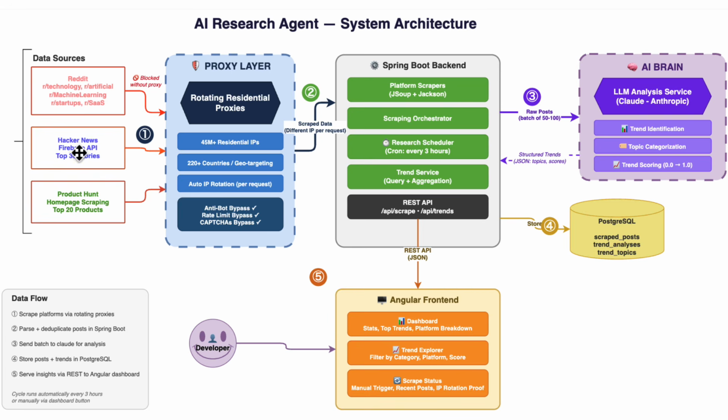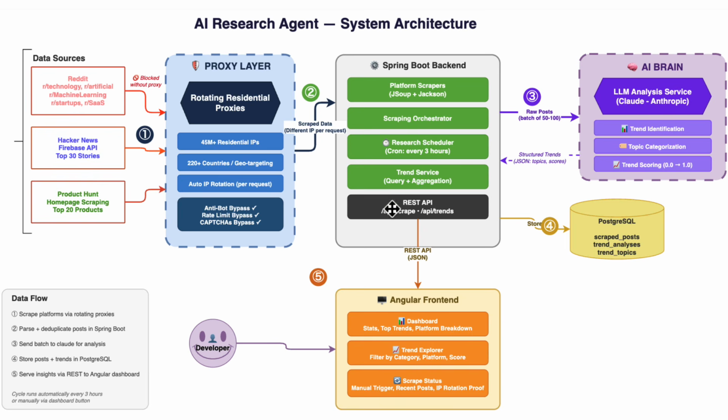Then we will use Hacker News, and we will use their Firebase API to scrape, for example, the top 30 stories, or you can configure more. So I will show you everything step by step. And then we have Product Hunt. So we will scrape their homepage to fetch, for example, the top 20 products.